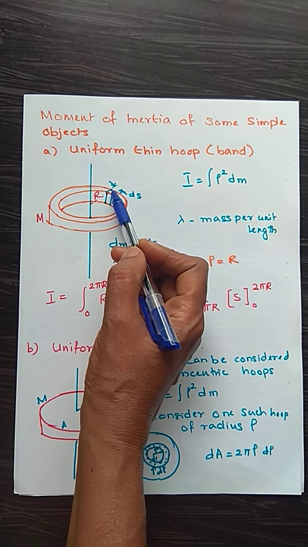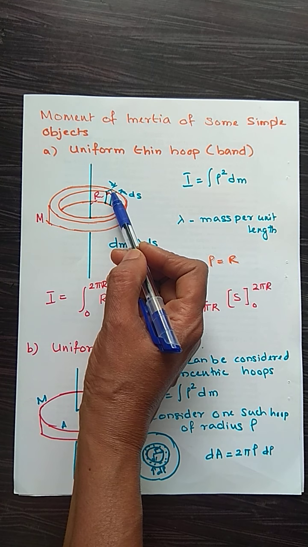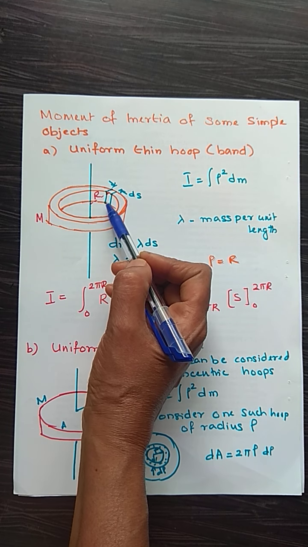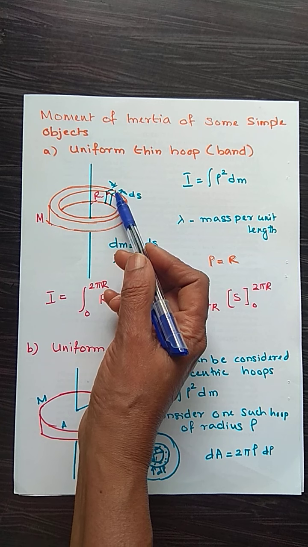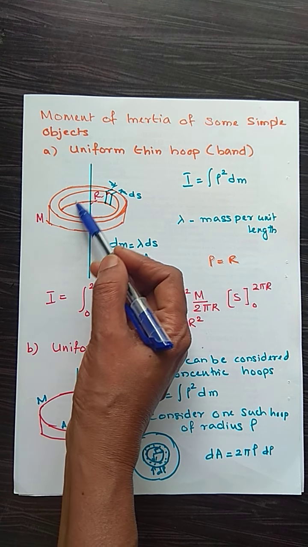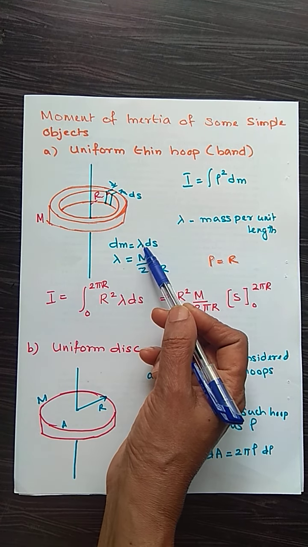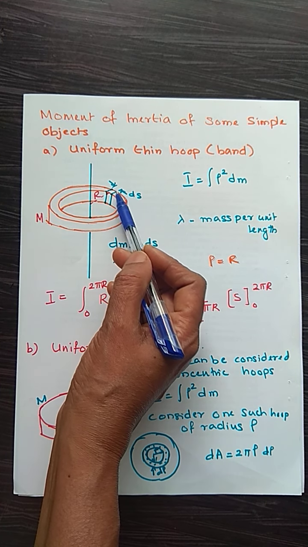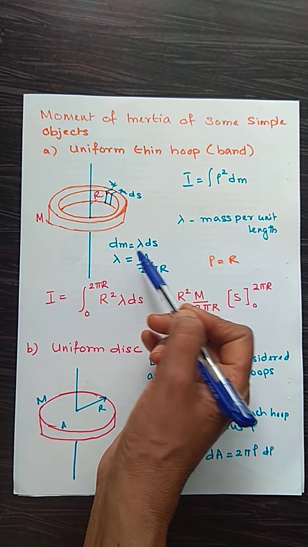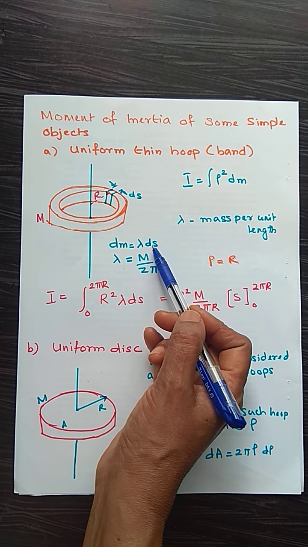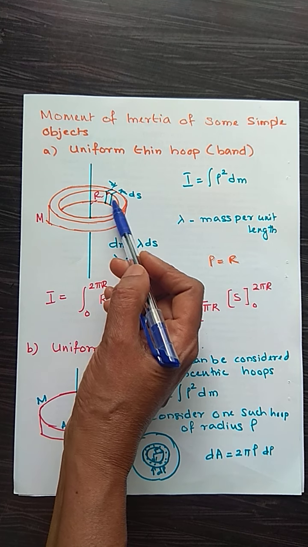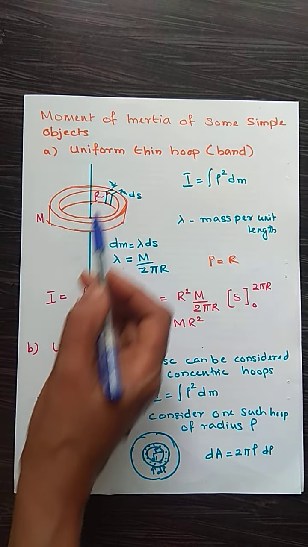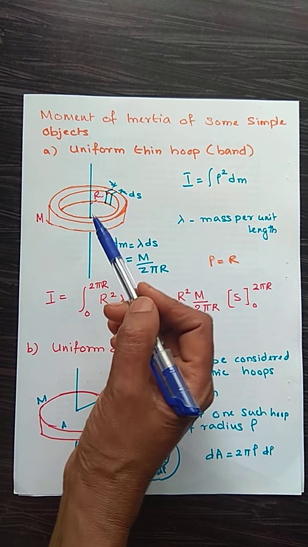I am going to consider a small section of this hoop of length ds. ds is the small length, and the mass of this small piece of the hoop is the mass per unit length lambda into ds, because ds is this small length of the hoop. Per unit length, it has a mass lambda, so lambda into ds will be the mass of this small strip over here.